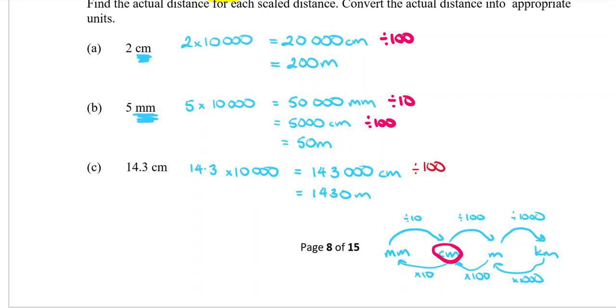meters. If I wanted to change that again, which I should because that's still a big number, to change that into kilometers, we would now divide by 1,000, giving a final answer of 1.43 kilometers. So it's still above 1, but 1.43 kilometers.